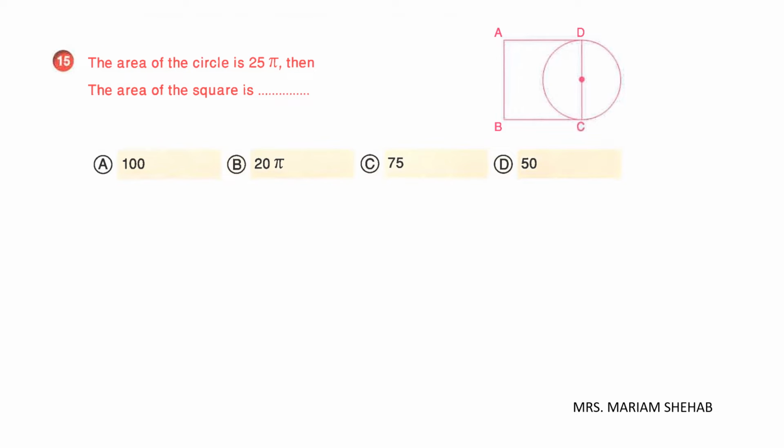Question 15. The area of the circle is 25 pi, so given here the area of the circle, then you need to find the area of the square. So the area of the circle is given 25 pi. And we know that the area of the circle is equal to pi r squared. So comparing the area with the formula, r squared is equal to 25, which means r is square root of 25, which is 5. Sure, r cannot be negative here.